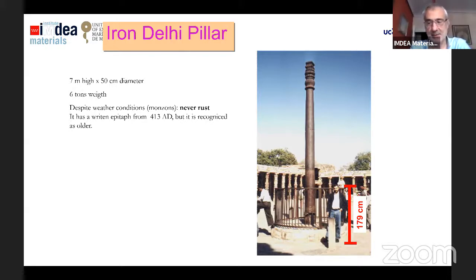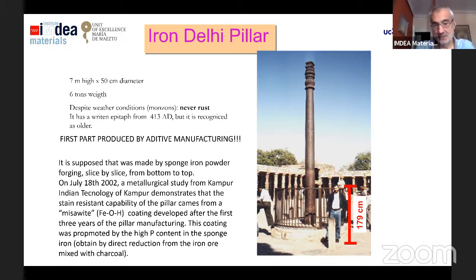So it's an example of how protection against corrosion could be developed in a natural way in this case and protect the material. But also this pillar could be considered today the first part produced by additive manufacturing. Why? Because this pillar was supposedly made with sponge iron powder, or rather very small ingots of agglomerates of powder that were forged slice by slice from the bottom to the top. So in principle, it was an additive manufacturing product. So maybe we could include it also in the additive manufacturing books.